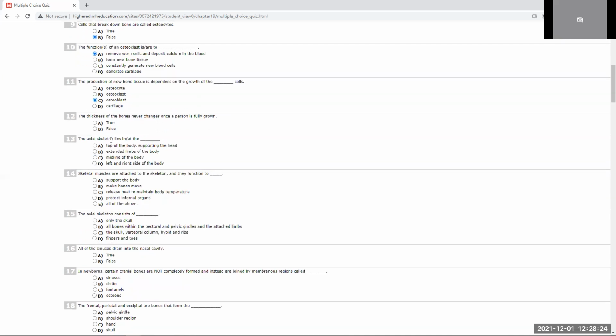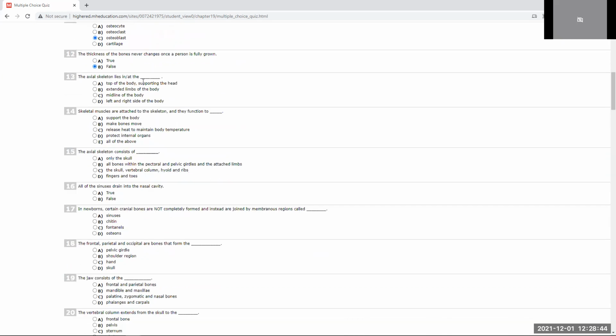The thickness of a bone never changes once a person is fully grown. Is that true or false? Well, that's false because you do have remodeling of bone that occurs throughout your life. So it does change. All right, let's get on to ones which we refer to today.